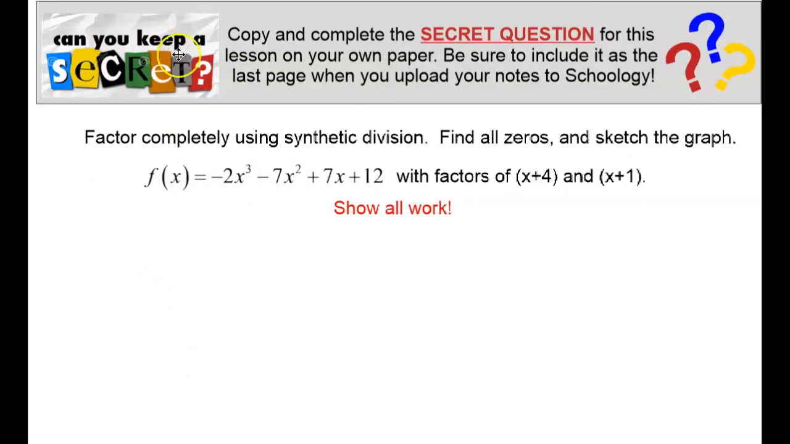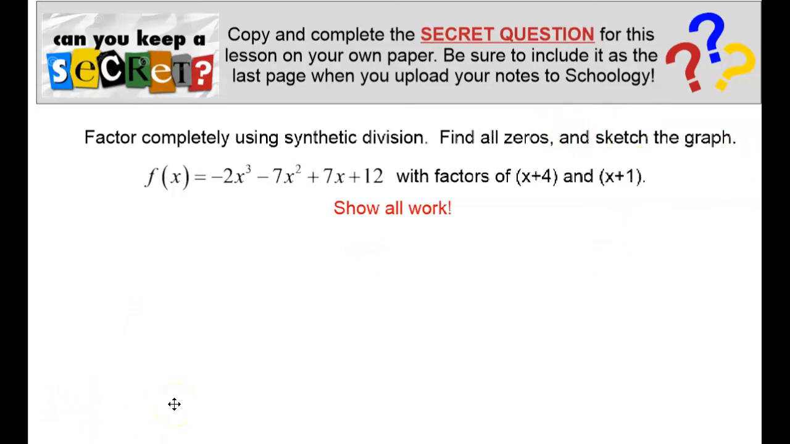And that brings us to the secret question for this lesson, where you're going to factor the polynomial f of x equals -2x cubed minus 7x squared plus 7x plus 12 using synthetic division, and the factors x plus 4 and x plus 1. Okay, so you're going to factor showing your work for the synthetic division. Okay, you're not going to get credit if you don't show the work. So do not just write the factored form. You have to factor it using synthetic division. Then you're going to find all the zeros and sketch the graph using bounce, wiggle, and cross.